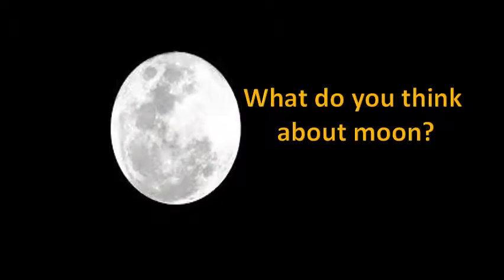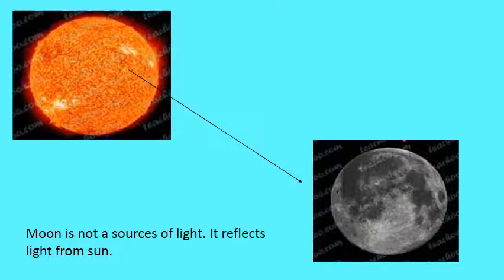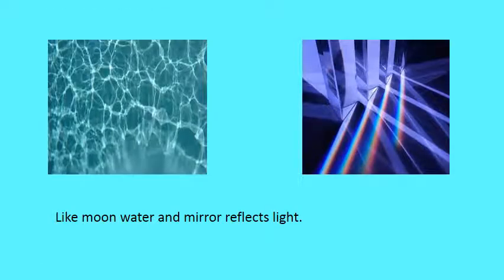What do you think about the moon, children? The moon is not a source of light. Let me explain why. The sun is the major and most important source of light on the earth, whereas the moon also gives light, but not of its own. The light that the moon gives is the light reflected from the sun, because the moon does not have its own light. Like the moon, water and mirrors reflect light.